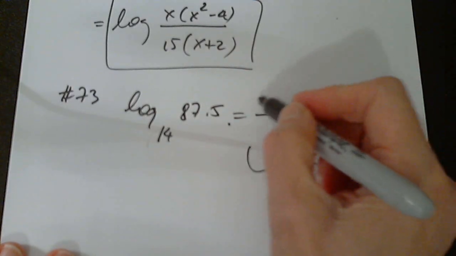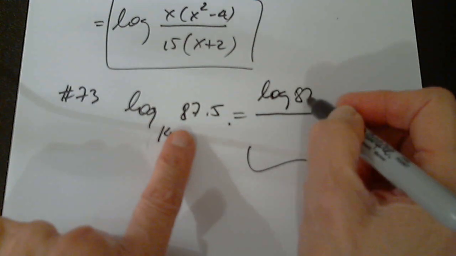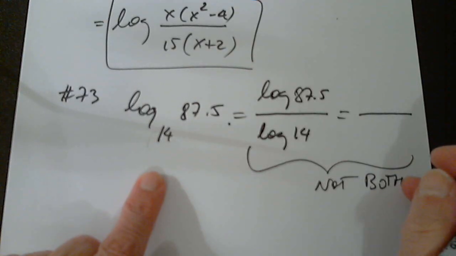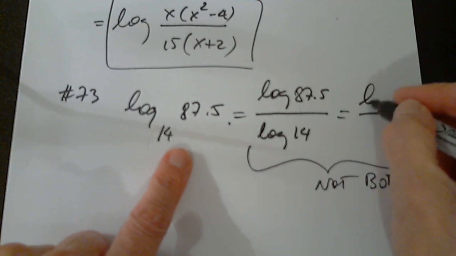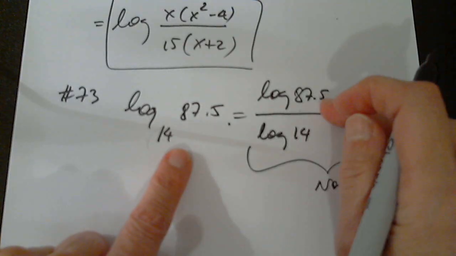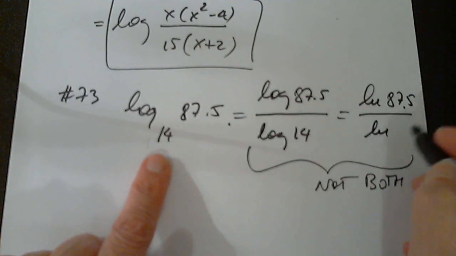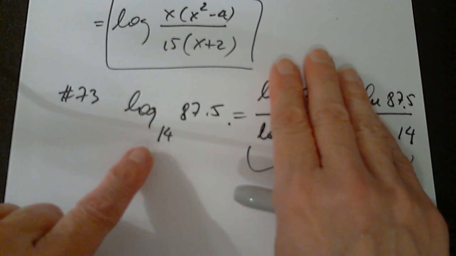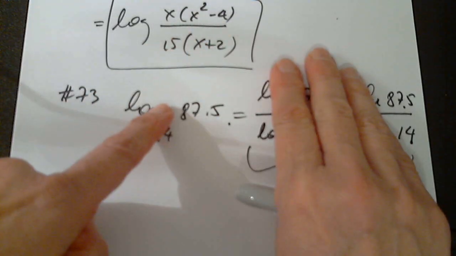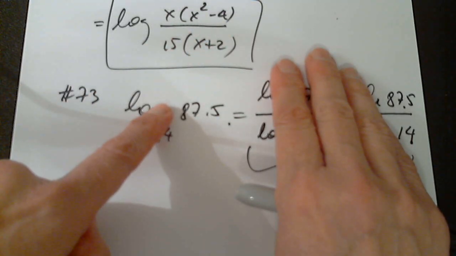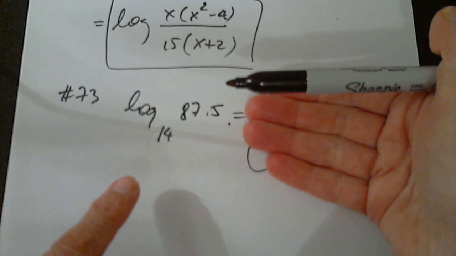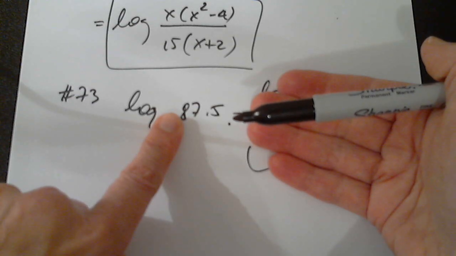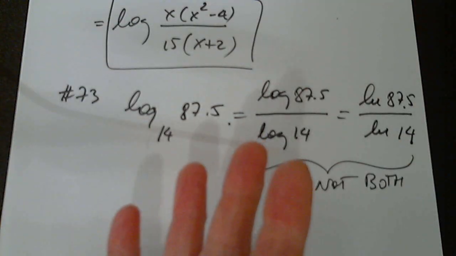So either common log of the number over common log of the previous base, not both, there is no need, or natural log of the number over natural log of the previous base. Both will give us the same number. What number? That we raise 14 to get 87.5. So this is a number. What number? 14 raised to this number equals 87.5. And we can check also.